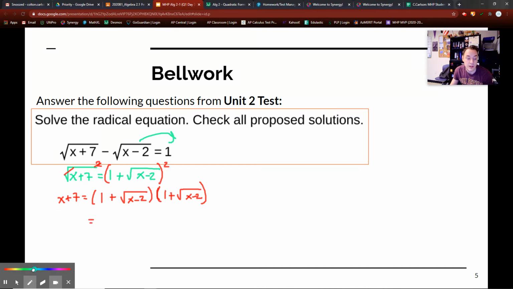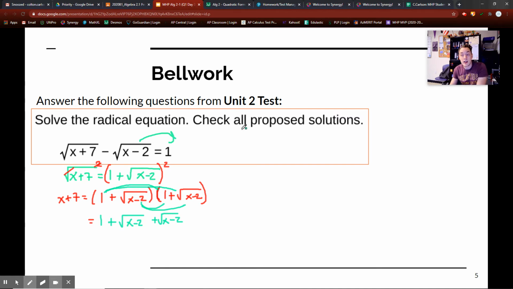I'm actually going to FOIL this out. Let's FOIL this beast. 1 times 1 is 1. 1 times this is just plus radical x minus 2. Same thing for my middle terms. That's just chilling. And then right here, what I have is just a simple radical problem. It looks pretty difficult, but what if I take radical 5 times radical 5? You guys would say that's radical 25, which would tell me, okay, that this is just 5. If I take radical 3 times radical 3, it's just radical 9, which is 3.